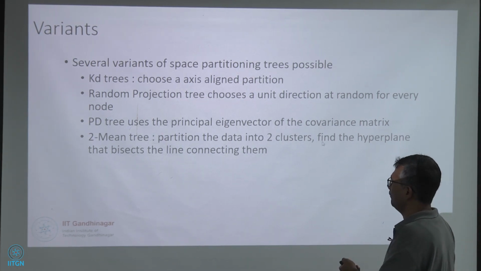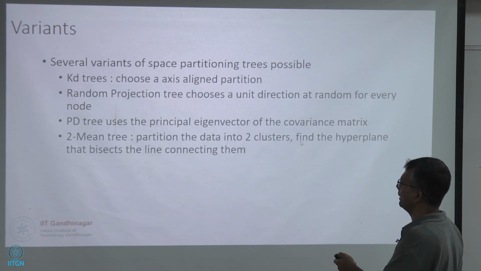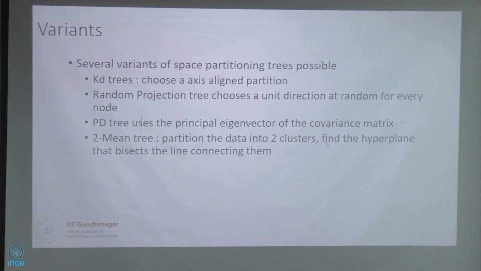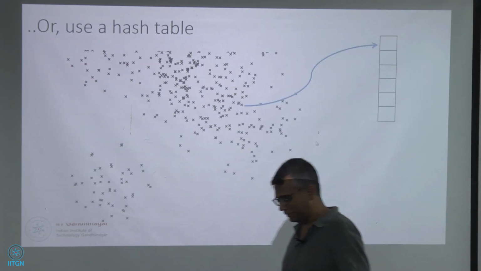So typically, as a rule of thumb, using principal directions or two means is much better than using KD trees. And random projection is better than KD trees. Almost everything is better than KD trees, but KD trees is the most used. But okay, the other way, right?